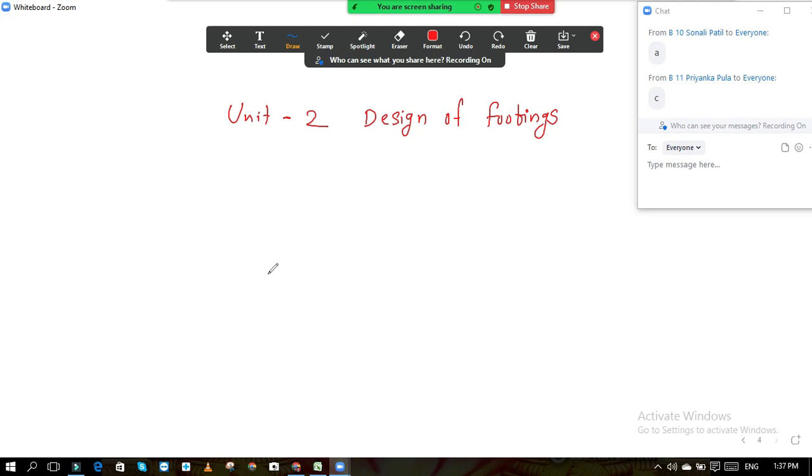The purpose is, if the cross-sectional area is large, then the contact surface of the footing with the soil is also large. Due to the large contact surface, the load coming from the column, instead of acting concentrated on the ground, is distributed over a larger area. This adds to the safety of the structure. So this is the basic work of the footing.